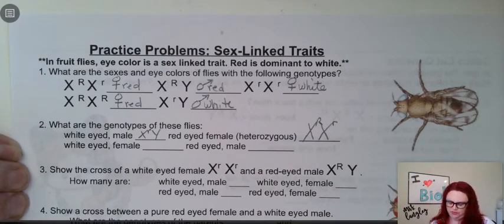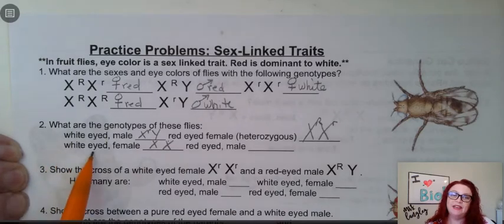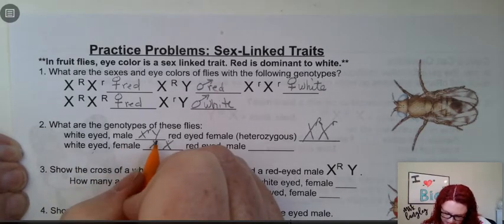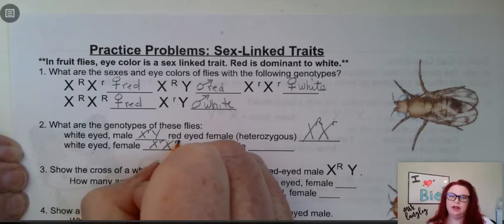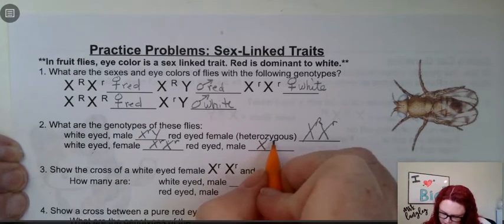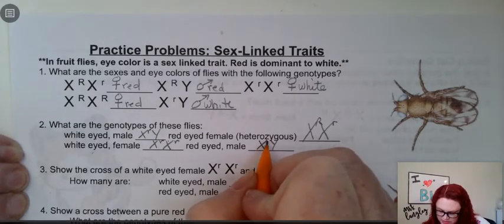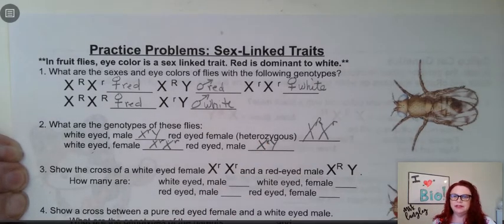White-eyed female. Female means that I have X, X. And white-eyed, the only way to be white-eyed is to have 2 of the recessive. So that means a little r here and a little r there. And a red-eyed male. To be male is XY, and then red eyes means the dominant allele.